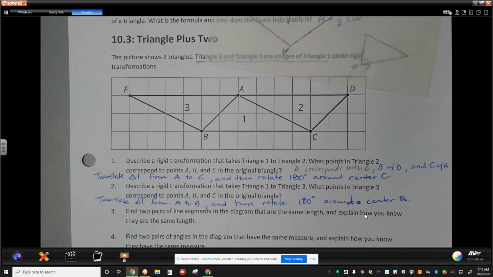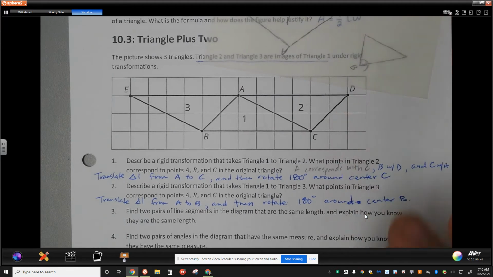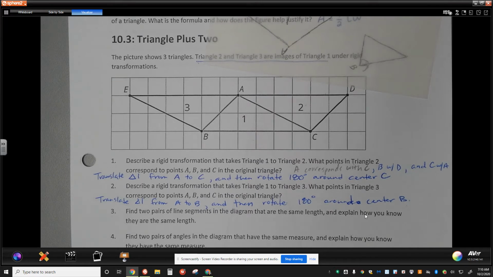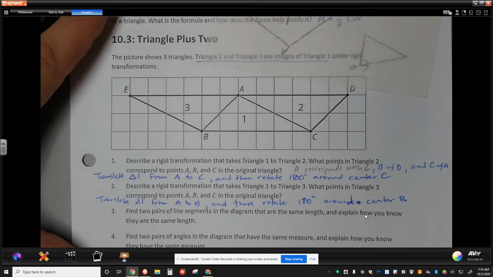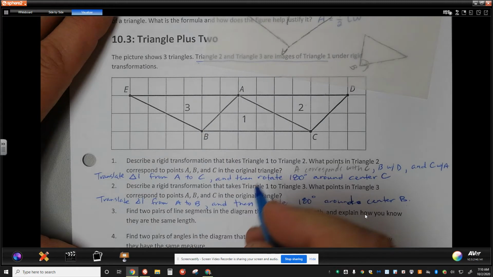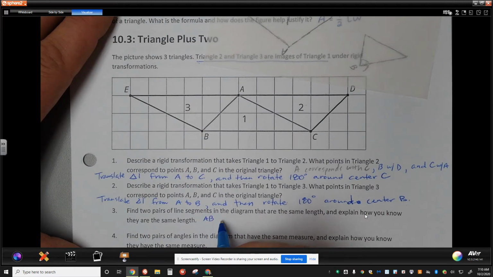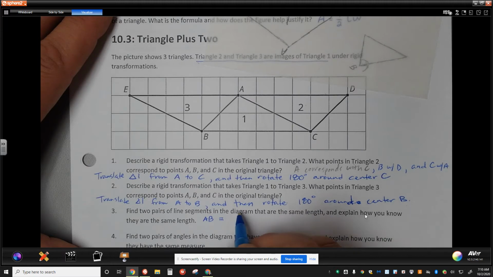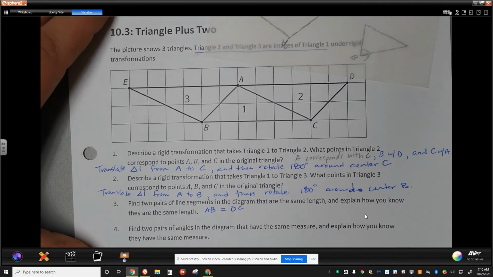Okay, so we know that for a fact the way that this was built was those pieces, but we also know a few other facts. It says find two pairs of line segments in the diagram that are the same length. Explain how you know they're the same length. Well, two pairs. I know that segment AB is equal to segment DC. How do I know that?